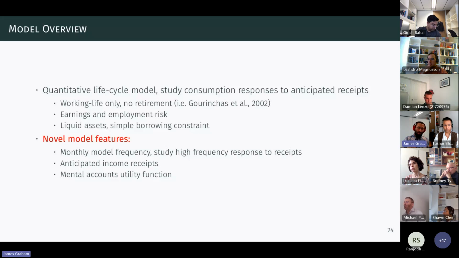The novel features of the model are that we'll capture this at a monthly frequency. So it's a very high frequency model compared to these models. Usually these are annual or more. We're going to have to incorporate anticipated income receipts, which is not normally done. So I'll show you how we do that. And then finally, we'll embed the mental accounts utility function. That's not so hard, but it is new.